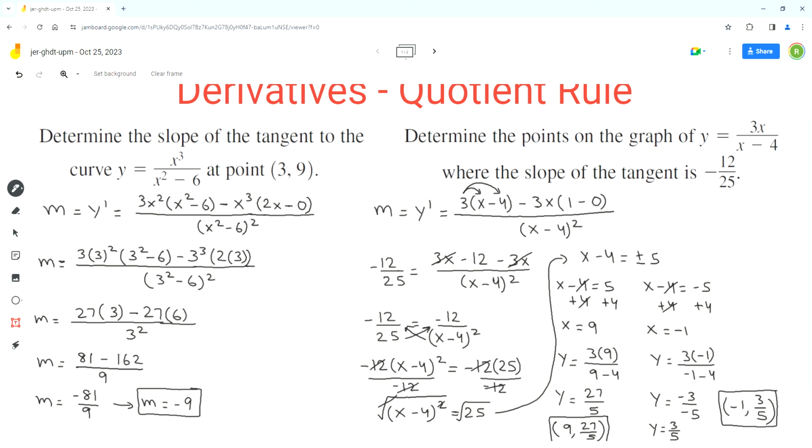So these are the steps you have to keep in mind to solve a problem like this one. Here we just have to use the quotient rule to find the slope of the tangent by finding the derivative of the given expressions, which are rational functions.